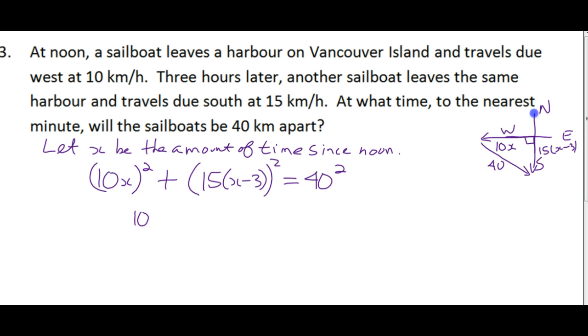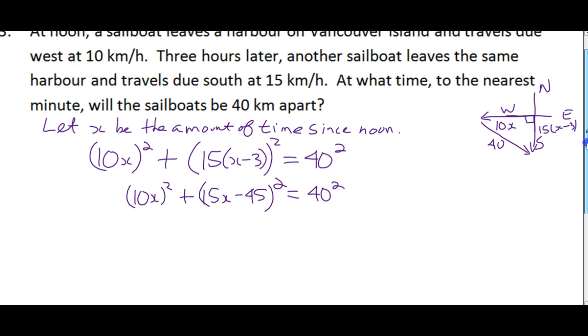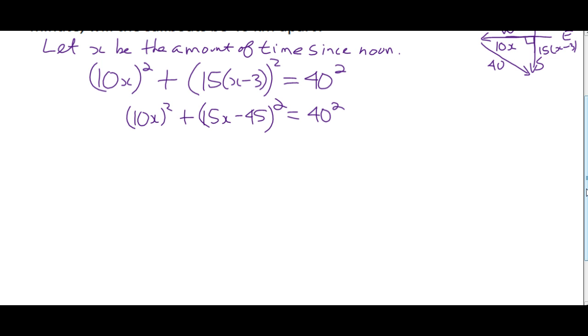So let's kind of just expand this and make this 15x minus 45. It's easier to expand this first and then square it than it is to try and square that. You might have less chance of making a mistake this way. All right, what's 10x quantity squared? 100x squared.